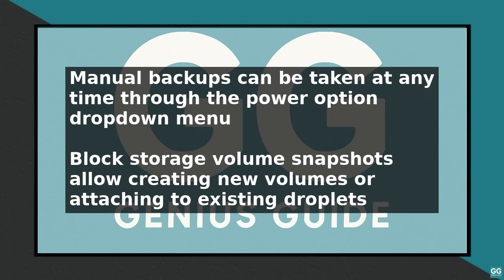To take a block storage volume snapshot, navigate to the Volumes tab and select the volume you want to back up. Click on the More option and select Take Snapshot. Give your snapshot a name and description, and then click Take Snapshot.